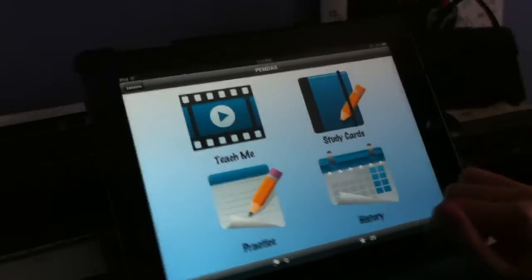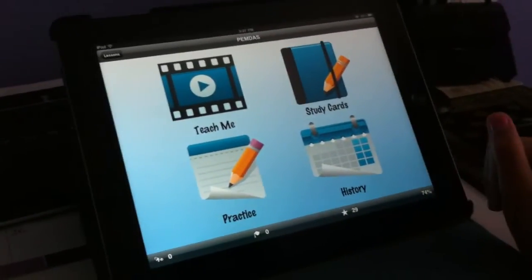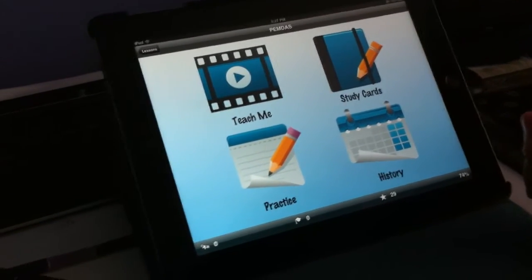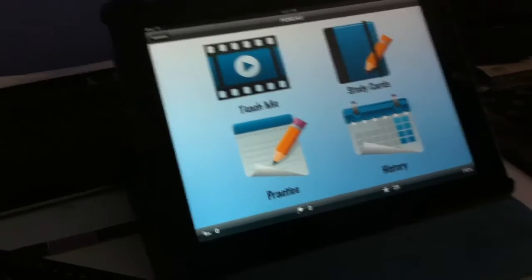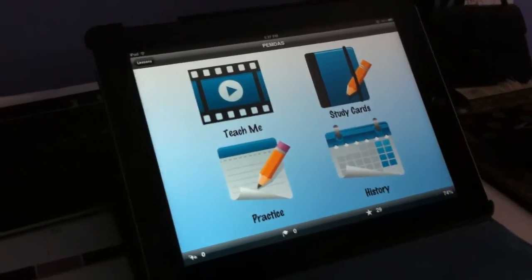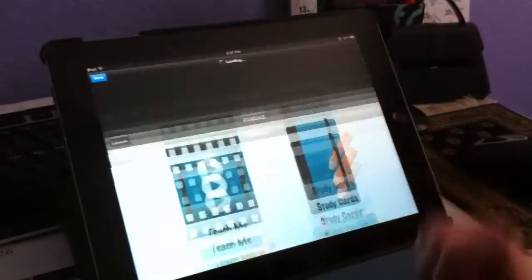Please, what does PEMDAS stand for? Parentheses, exponents, multiplication, division, addition, and subtraction. And did you know that before using this? Yeah. I did too, but I learned it again by using this, right? Yeah. Cool. Alright, show us how it works. First you do teach me.